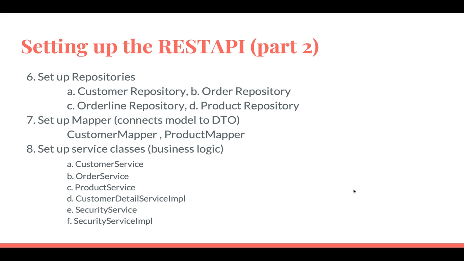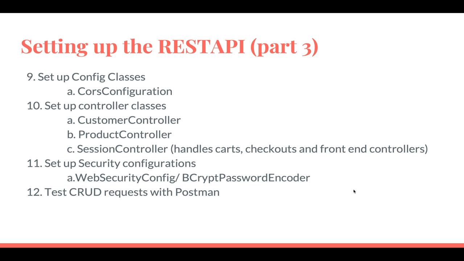Then we set up our service classes, which include the customer, order, product, customer detail service, implementation, security service, and security service implementation. We set up the configuration classes, particularly the CORS configuration. And then we set up the controller classes, the customer controller, which handles the customers, their login details, and registration details. And then the product controller, which handled the products and product categories. We also have the session controller, which handles the carts, checkouts, and front-end controllers.